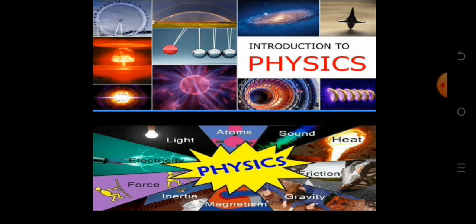Alright, now if you look at this chart, you'll discover that we have things like light, atoms, sound, heat, friction, gravity, magnetism, inertia, force, etc. When we talk about physics, these are the things we'll be looking at. So physics studies some of the items you are seeing in this chart.